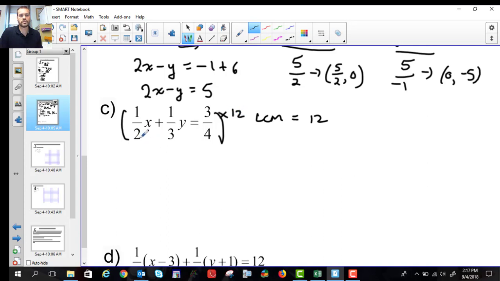But 12 divided by 2 is 6. So I'm going to end up with 6x. 12 divided by 3 is 4. So I'm going to end up with 4y. And then that's going to equal 12 divided by 4 is 3. 3 times 3 is 9.